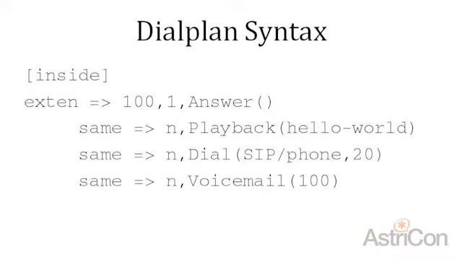Up at the top here, this is a context. Contexts are denoted by square brackets. And that basically means create a bucket. I'm going to put some scripts in. Okay?